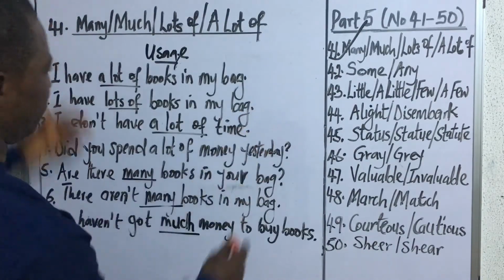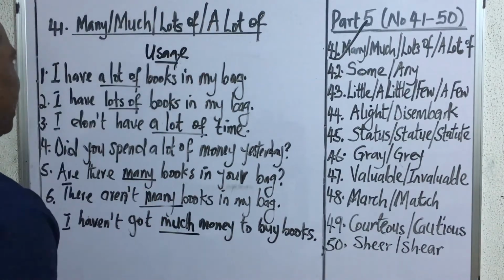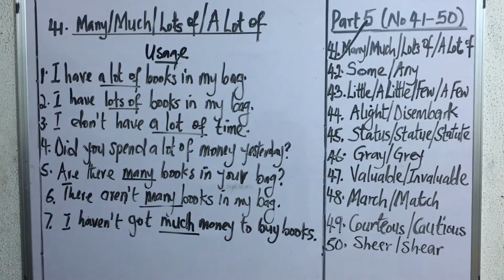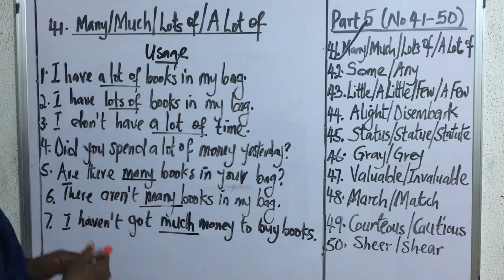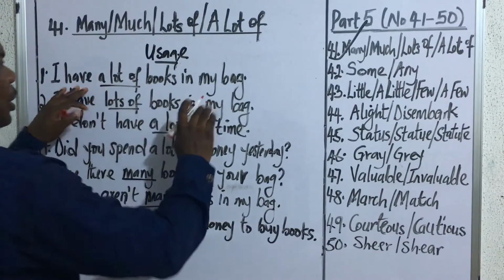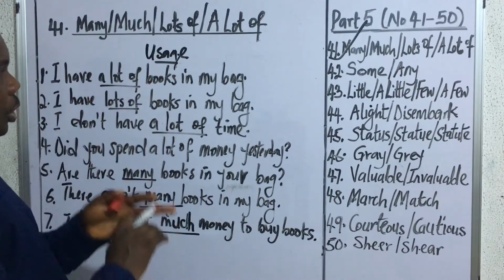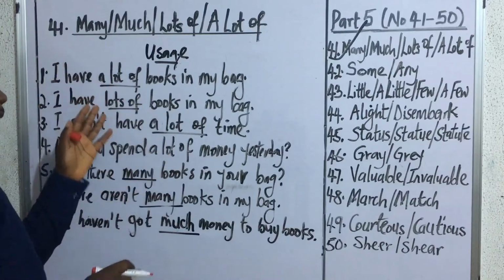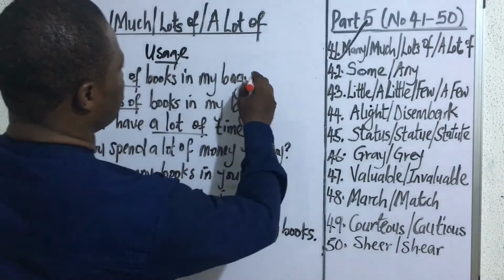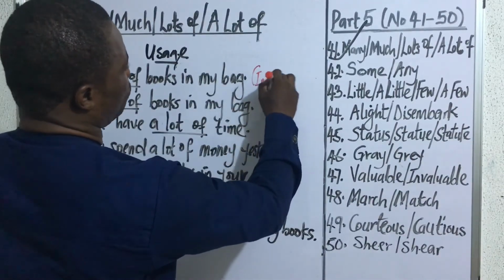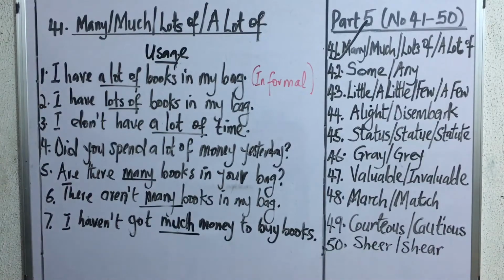Now, here are a few sentences that involve the use of these quantifiers: many, much, lots of / a lot of. The first one says, I have a lot of books in my bag. This expression is, number one, affirmative, that is positive, and then number two, informal, going by the table that we tried to create in the previous section. So you are going to say that this expression is informal, and affirmative, that is positive.